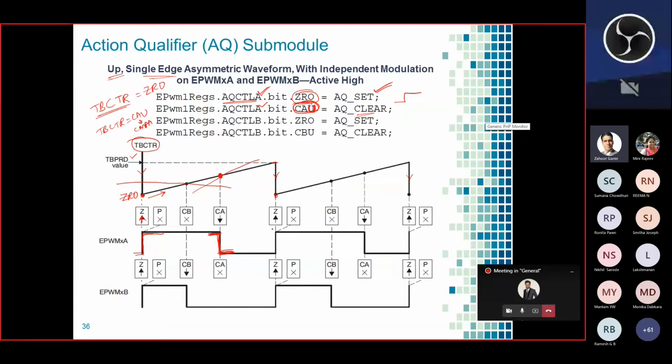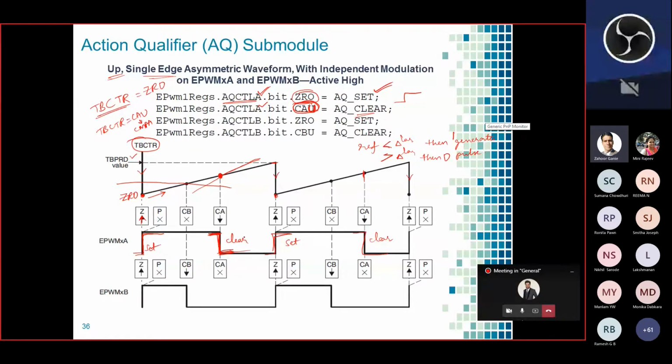Then again, when 0 is attained, it is set. When CMPA is attained, it is cleared. So here it is set, here it is clear, here it is set, here it is clear. In general, when you use simulation, the reference waveform is compared with the triangular: if the reference is less than the triangular, then generate high, generate the pulse. If the reference is greater than your triangular, generate 0.